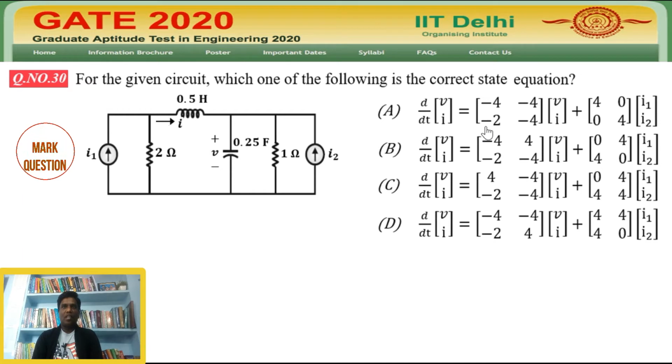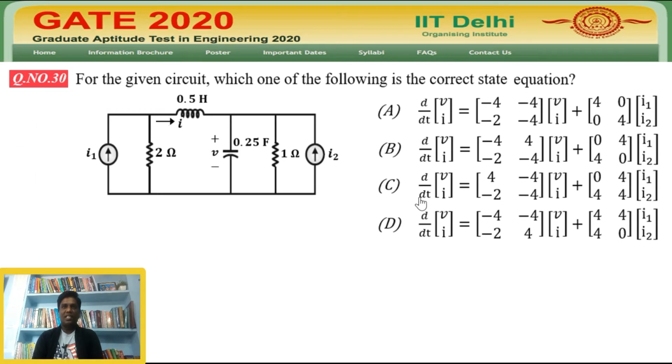[4, 0; 0, 4] into [I1, I2]. Option B is d/dt of [V, I] equal to [-4, 4; -2, -4] into [V, I] plus [0, 4; 4, 0] into [I1, I2].